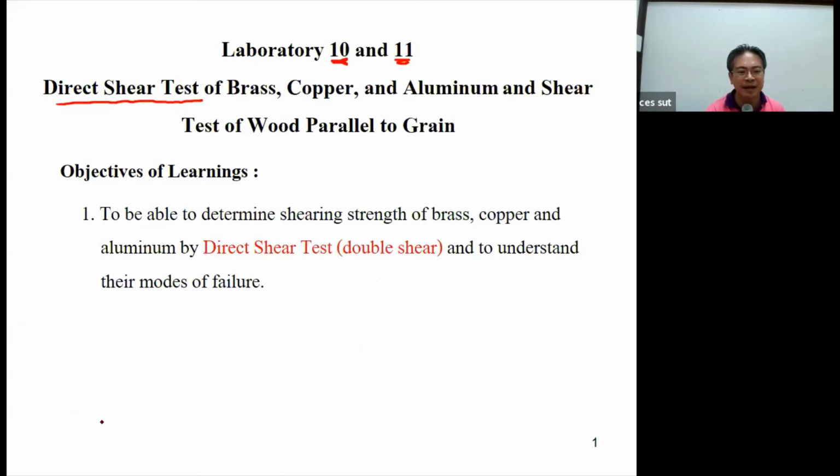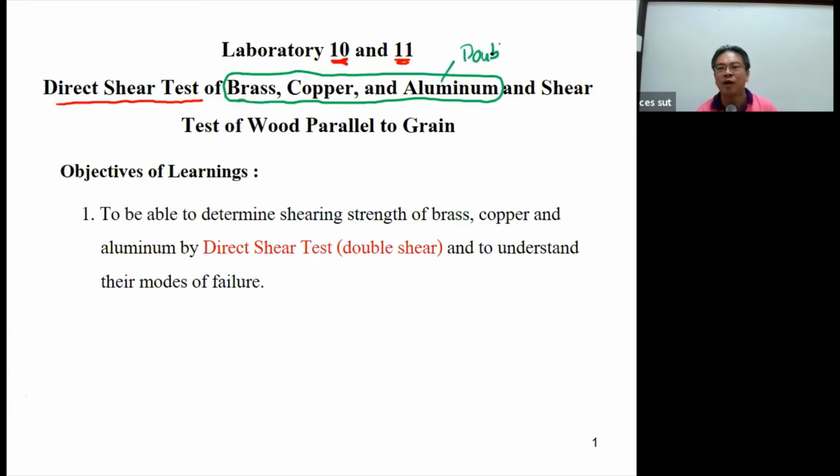The first one is the direct shear for the metal materials, including brass, copper, and aluminum, and that is going to be in the form of double shear. You know double shear, right? And next one, we have the wood. However, the wood, we're going to test it in single shear and parallel to the grain.